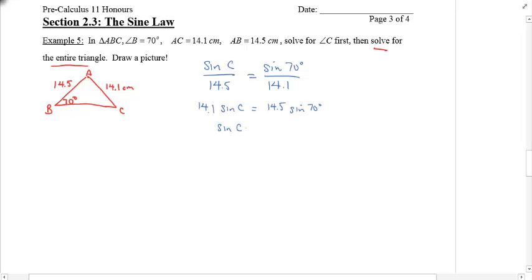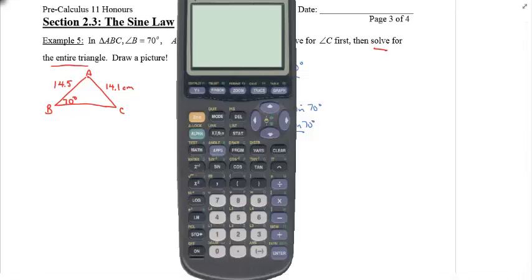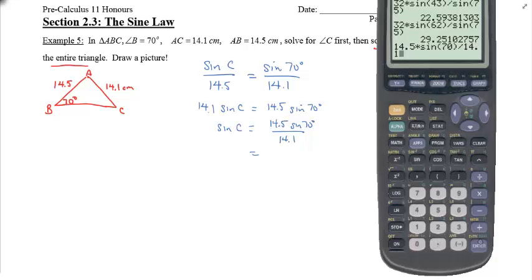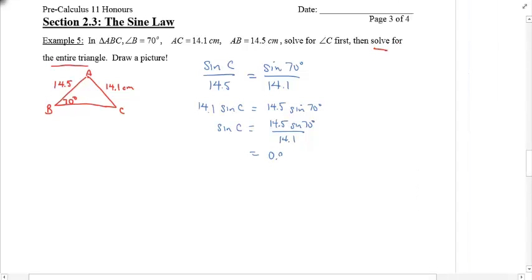We'll do sine C equals 14.5 sine 70 over 14.1. Let's do this calculation here. 14.5 times sine 70 divided by 14.1. Got 0.9664. That equals sine C. So C is just the inverse sine of 0.9664.